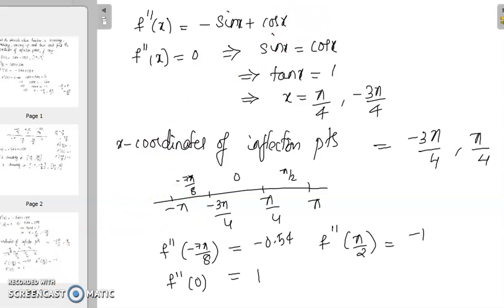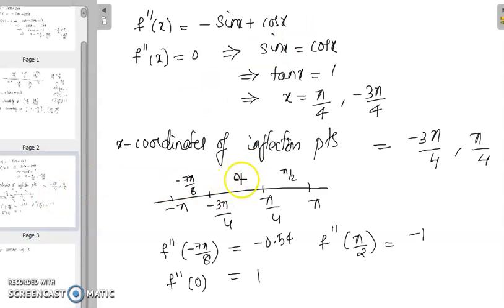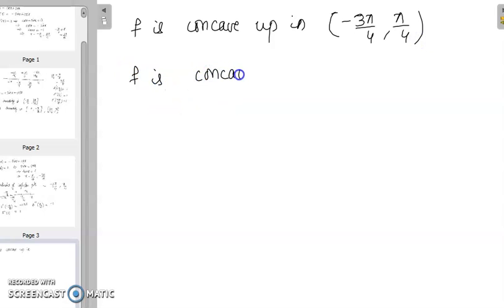So f is concave up in the interval where it becomes positive, minus 3 pi by 4 to pi by 4. So that is minus 3 pi by 4 to pi by 4, and in the other 2 intervals f is concave down. So f will be concave down in minus pi to minus 3 pi by 4 and pi by 4 to pi.